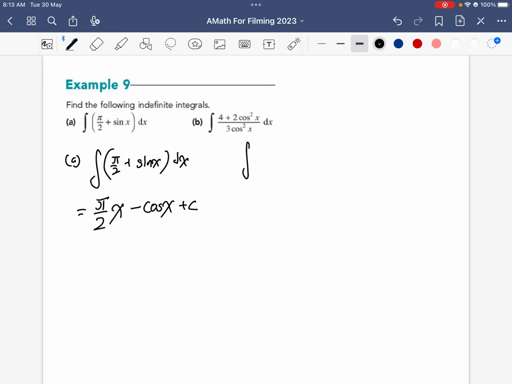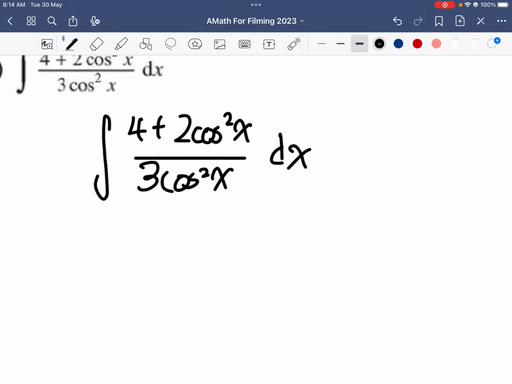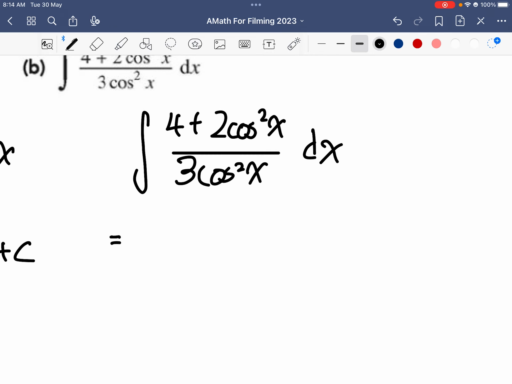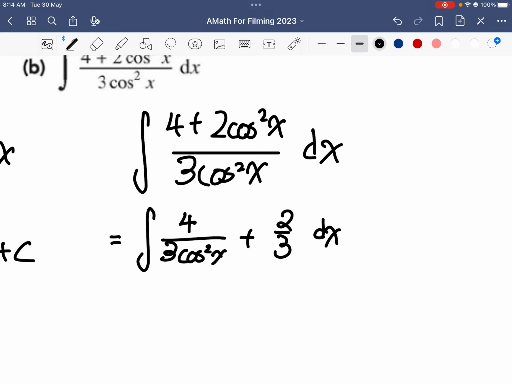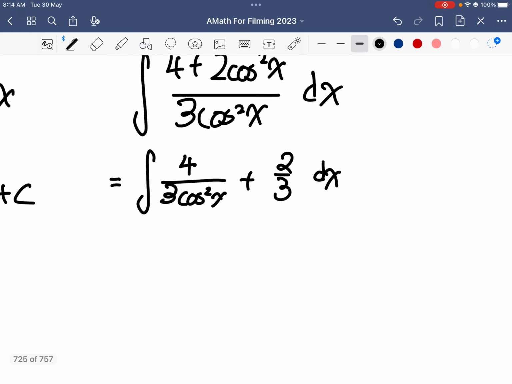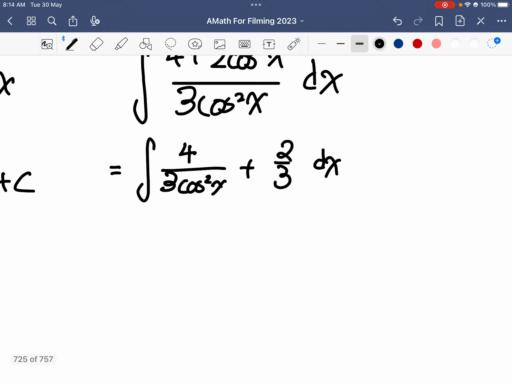For the next one, I think we will need to simplify first. The integral of 4 plus 2 cosine square x over 3 cosine square x with respect to x. You need to remember this. First, I will break up the fraction into 4 over 3 cosine square x plus 2 cosine square x over 3 cosine square x. What you get is 2/3 with respect to x.